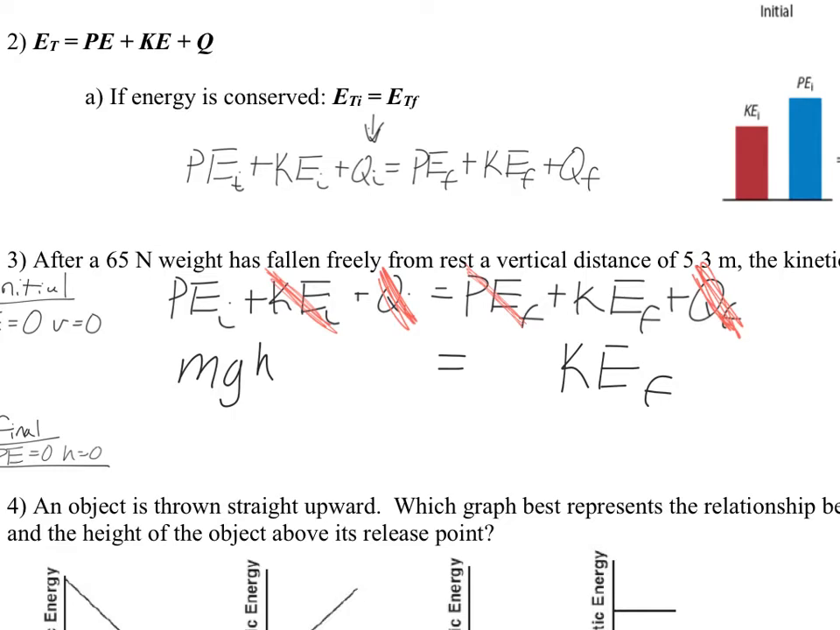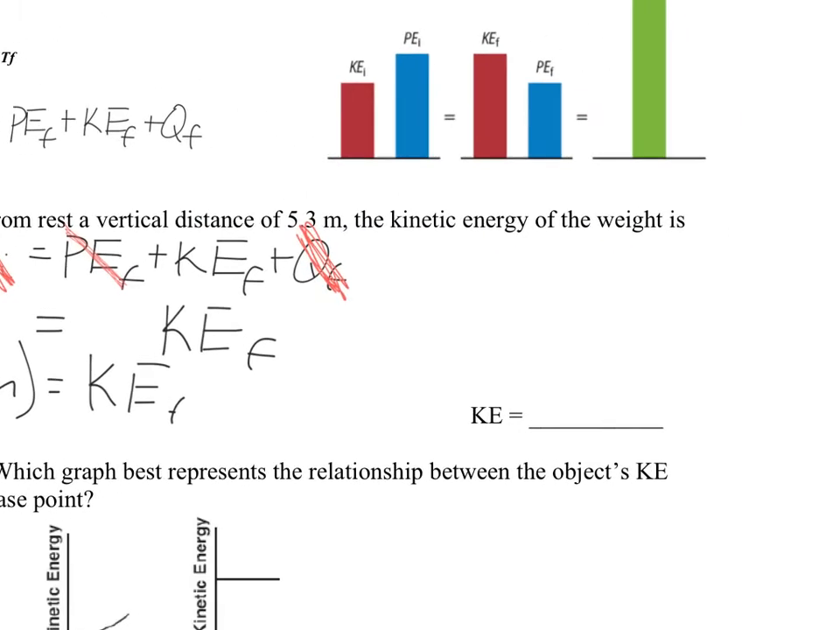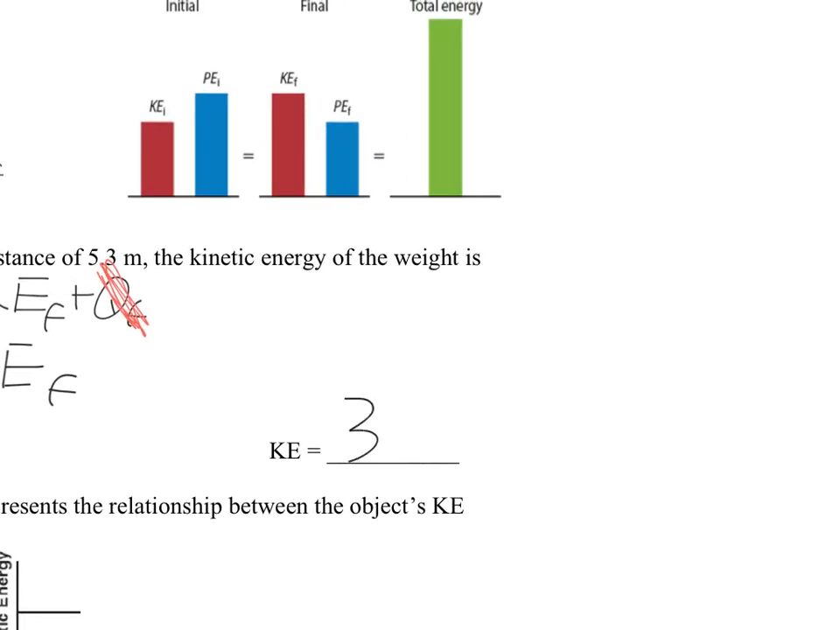Now, just be careful. 65 newtons, this given up here, is actually our value for mg. So we can just plug that right into mg. You don't need to multiply by 9.8. We also need the height, which is 5.3 meters. So if we multiply those two together, we have 65 times 5.3, and we get a value of 344 joules.